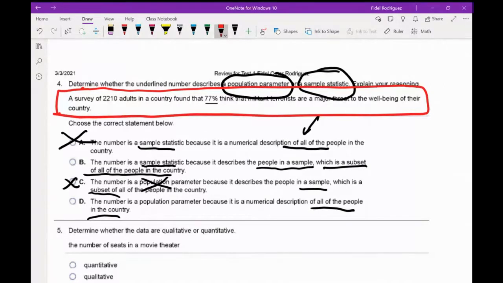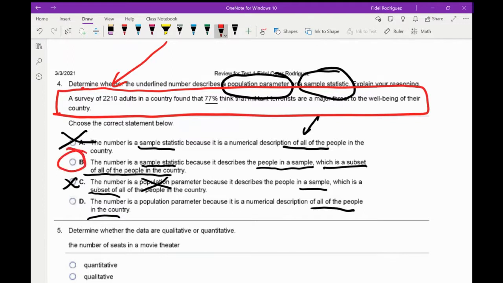A survey of 2,200 adults in the country found that 77% think that the militant terrorists are a major threat to the well-being of their country. Okay, so I have two choices now, guys. It's either going to be B or it's going to be D. Do you think these are all the people in the country? The 2,200 adults? No, they didn't survey everybody.